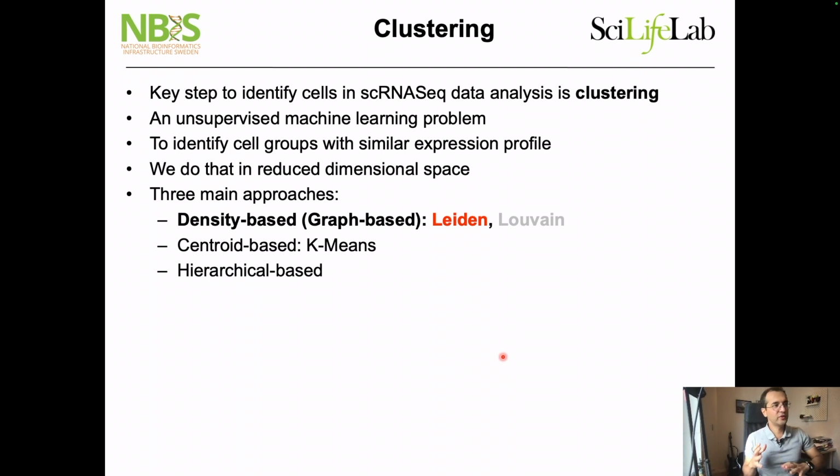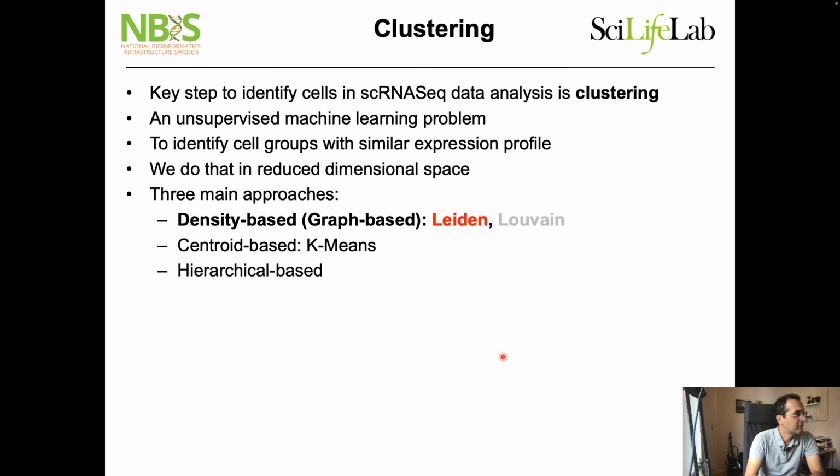Now, after doing filtering, normalization, and dimensionality reduction, you can go with the clustering. The clock is ticking, and I have to go fast from here, but I try to make it as understandable as possible. In single-cell RNA-seq, this is a key step. You try to identify or label the cells showing differentiation in the reduced dimensional space. It is an unsupervised machine learning problem, which I think you are already familiar with.